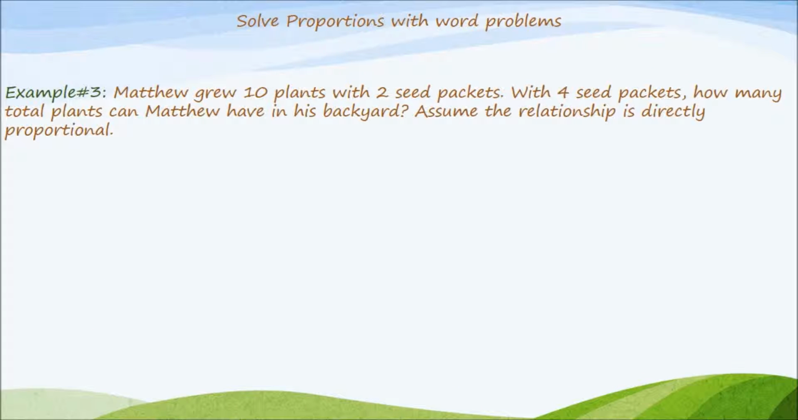Question number 3. Matthew grew 10 plants with 2 seed packets. With 4 seed packets, how many total plants can Matthew have in his backyard? Assume the relationship is directly proportional.